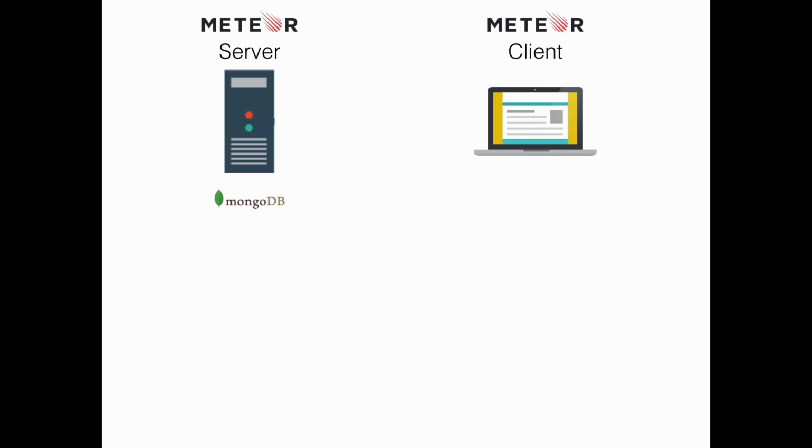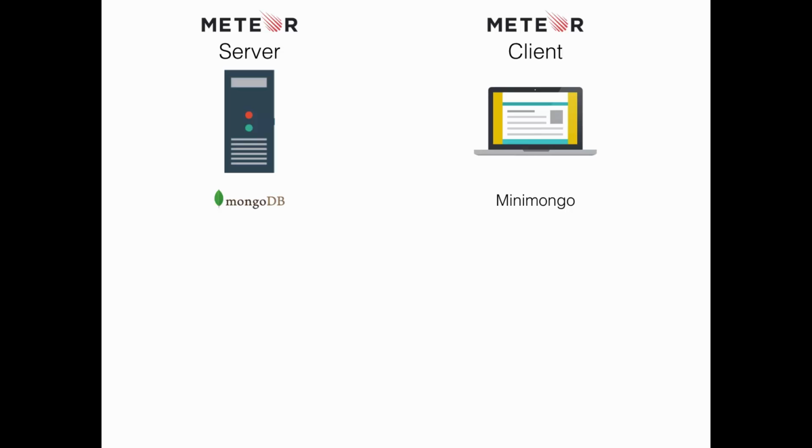On the client, Meteor also has its own database called Minimongo. It's basically a simplified version of Mongo. It was built by the Meteor group, and it has the same API as MongoDB, which is important because another benefit of Meteor, since it runs both on the server and the client, is that we can run most of our code in both environments.